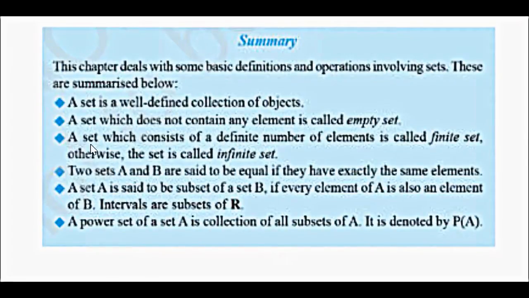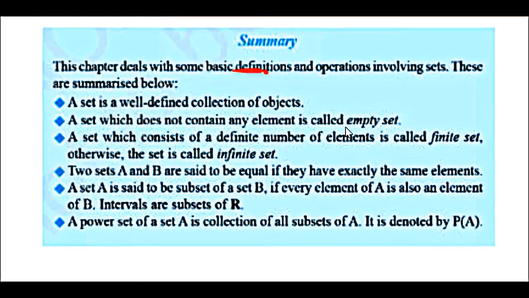Now let us summarize what we have learned in this first chapter. This chapter is very important because it deals with the basic definitions and operations which involve sets, and we can summarize it like this. A set is a well-defined collection of objects, and a set which does not contain any element, we call it an empty set, null set, or void set.